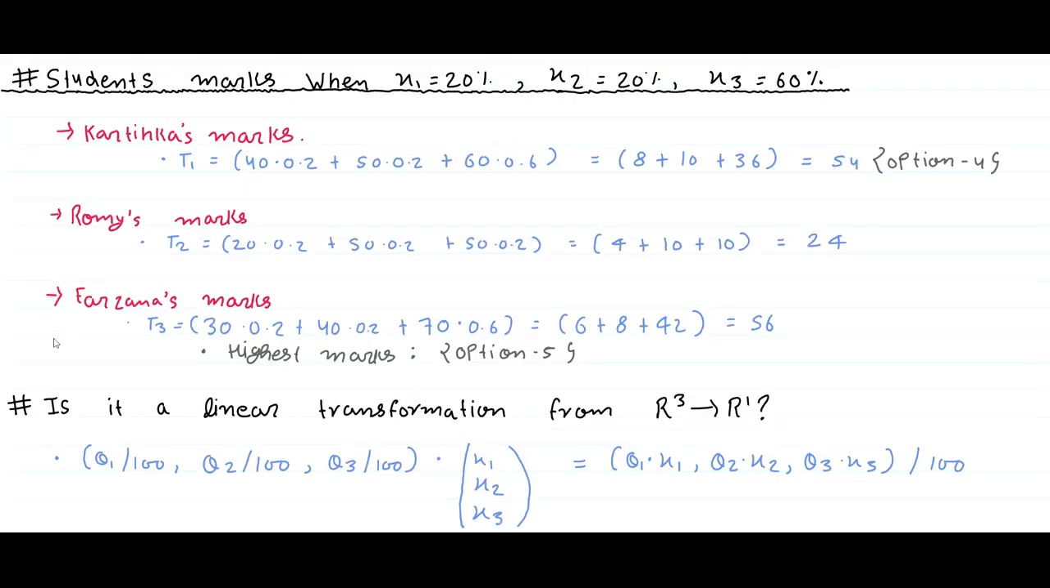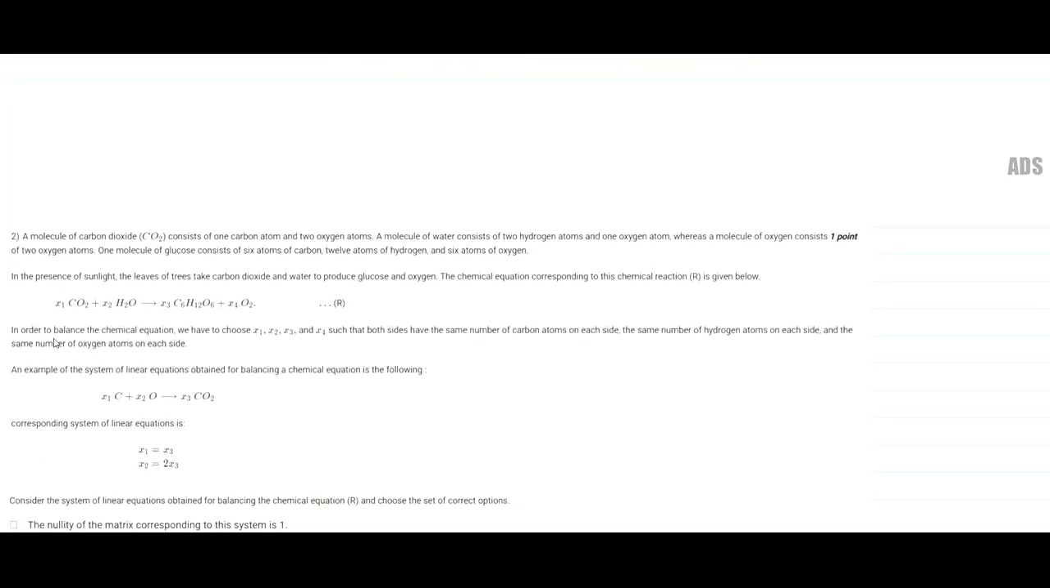Now let us move to the second question. Question number 2 basically says that a molecule of carbon dioxide consists of one carbon atom and two oxygen atoms, a molecule of water consists of 2 hydrogen atoms and 1 oxygen atom, and a molecule of glucose consists of 6 carbon atoms, 12 hydrogen atoms and 6 oxygen atoms.